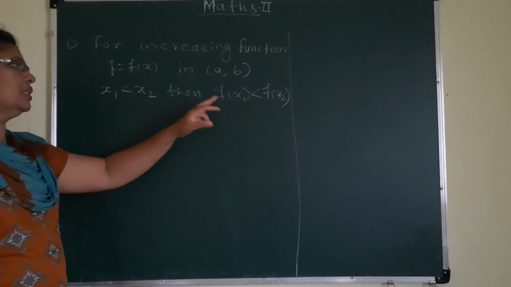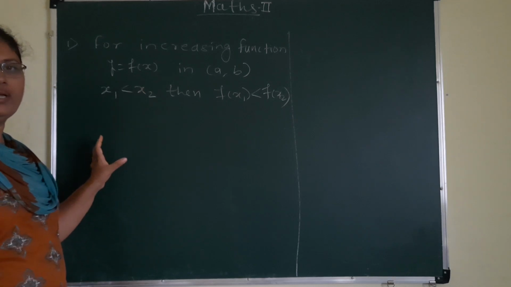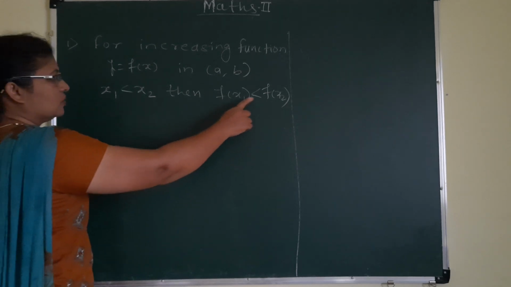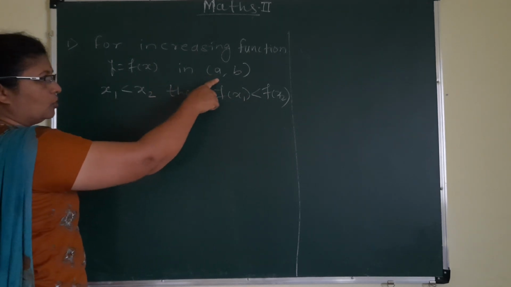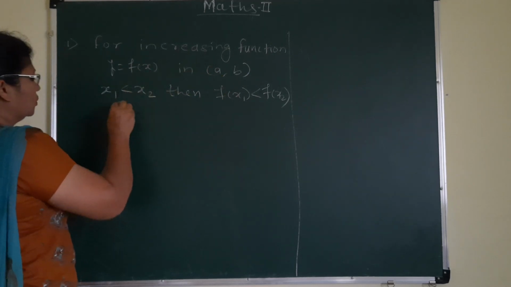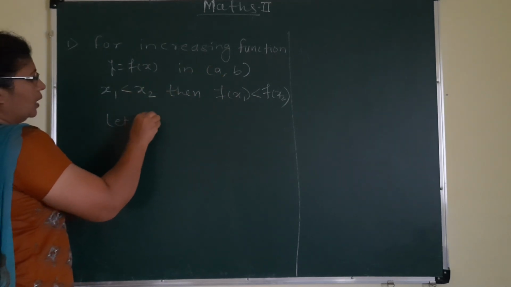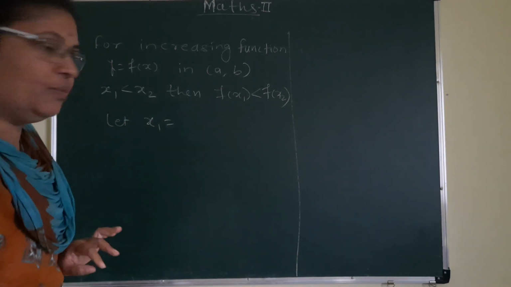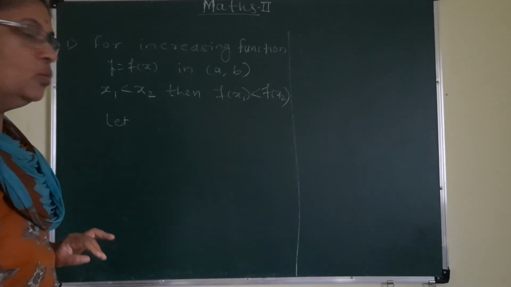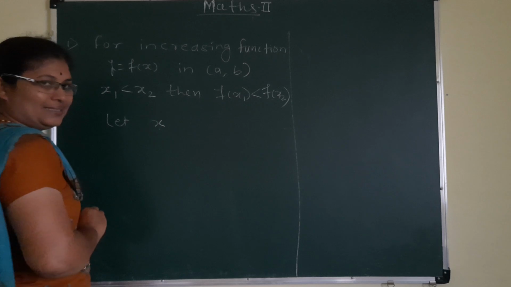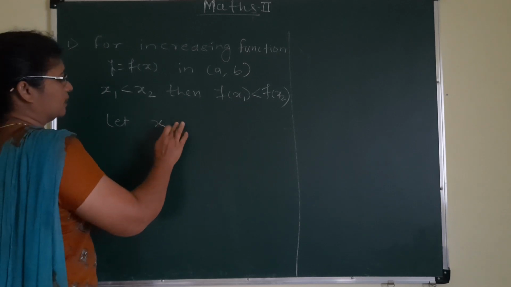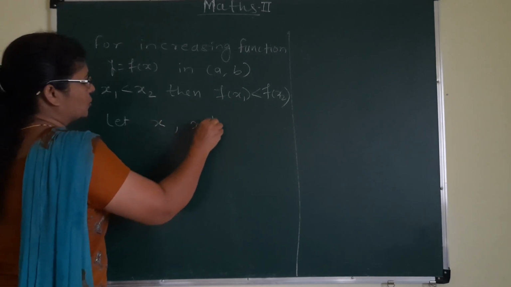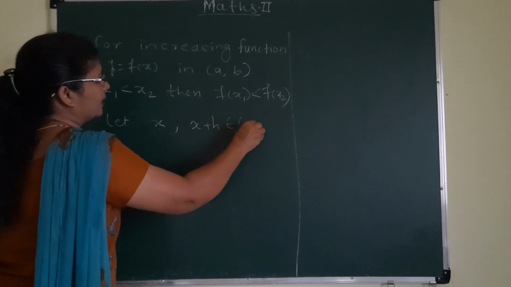Now using this one we will find the condition to find whether the given function is increasing or decreasing. Let x1, x2 belong to this interval a to b. We will consider those values. The first value directly x1, that is x, and second value is x plus h. Let x comma x plus h belong to the open interval a to b.